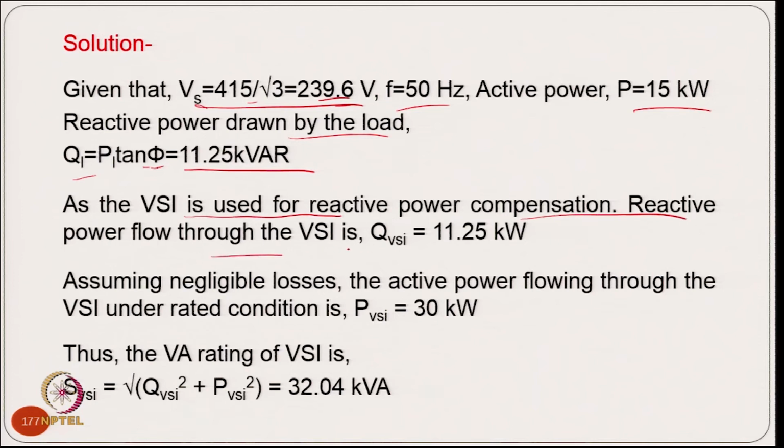So, the reactive power through the VSI is virtually this reactive power of the load, 11.25, and assuming negligible losses, typically the active power flow through the VSI is 30 kilowatt. So, the VA rating of the inverter will be the square root of Q square plus P square. So, it comes to 32.04 kVA.